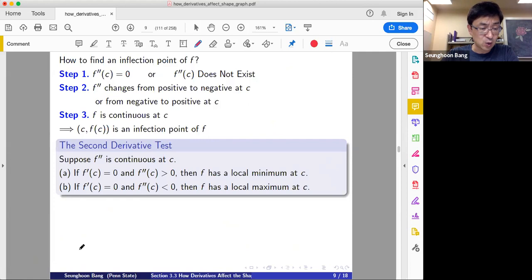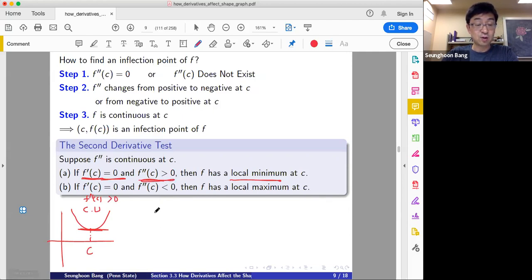Does this make sense or not? I can draw the graph. This is very clear. So the graph is like this. We have c. We have a horizontal tangent line. The first derivative is 0. It's like a local minimum. What is the second derivative? This graph is concave up. What does it mean? The second derivative at c is greater than 0.